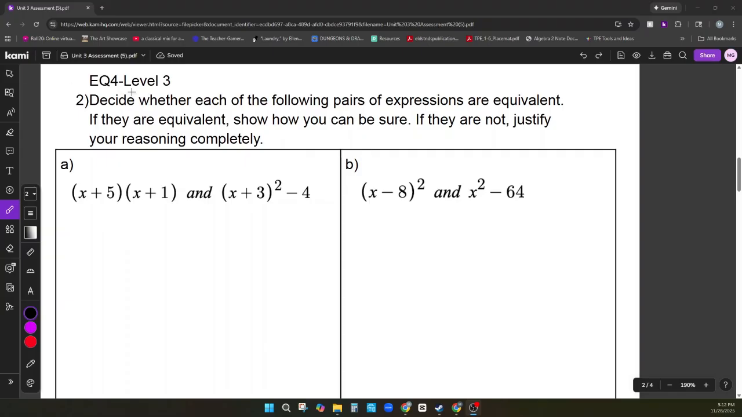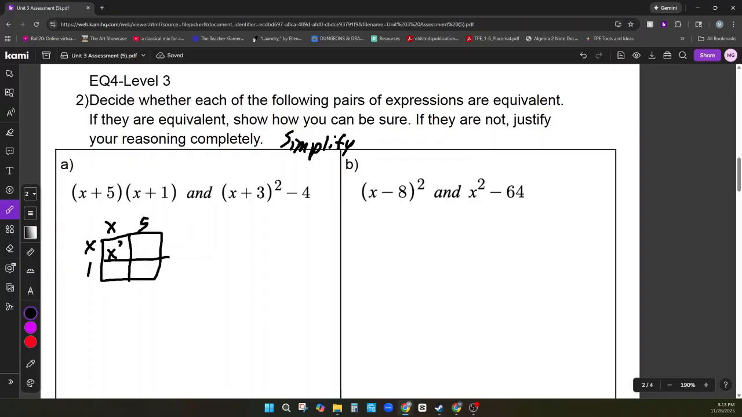Looking at number 2, it tells us decide whether each of the following pairs of expressions are equivalent. If they are equivalent, show how you can be sure. If they are not, justify your reasoning completely. Once again, the name of the game is going to be to simplify. If I simplify both sides, it'll tell me whether or not they are equal. So looking at part A, I'm going to start working off my left side. I have two parentheses being multiplied. I'm going to multiply those out. That's going to give me x and 5, x and 1, and I create my multiplication box.